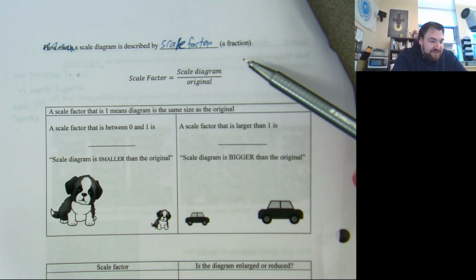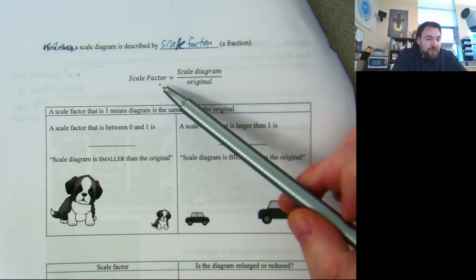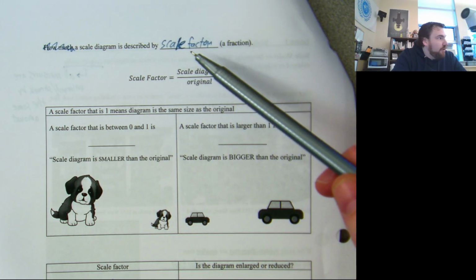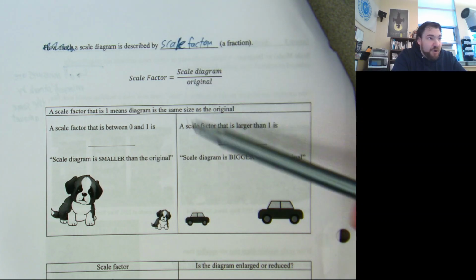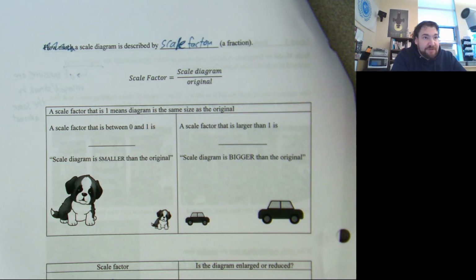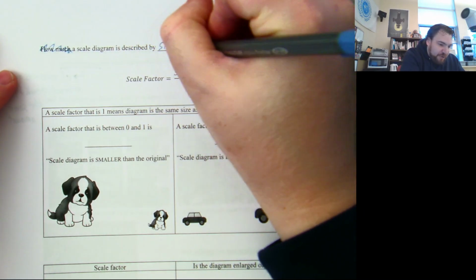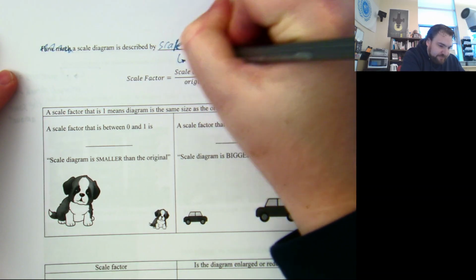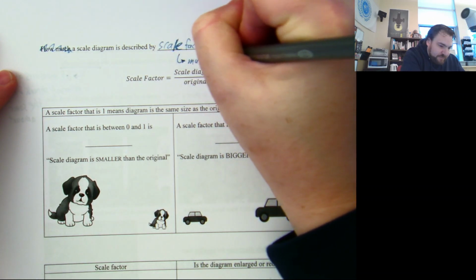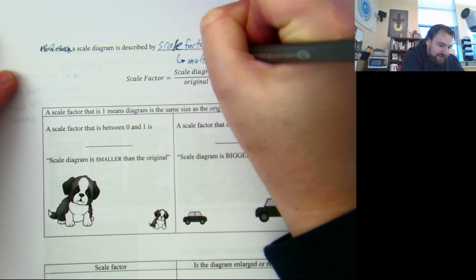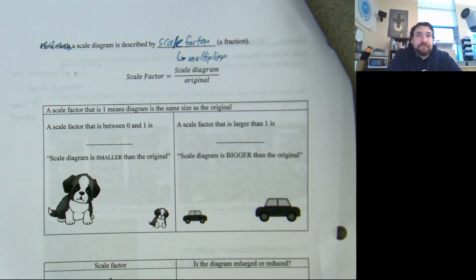One way we can write the scale factor is by demonstrating it as a fraction. The scale factor is how the object has been either multiplied bigger or multiplied to get smaller. So this scale factor here is just a multiplier to either blow up or shrink whatever it is you're looking at.